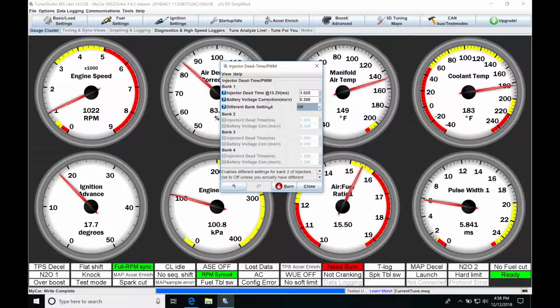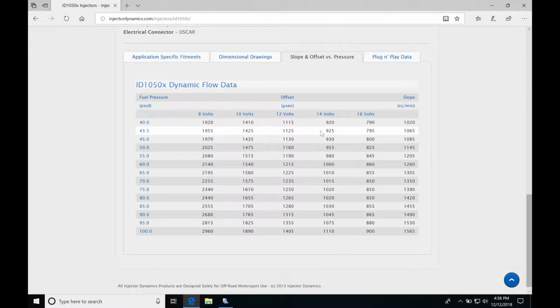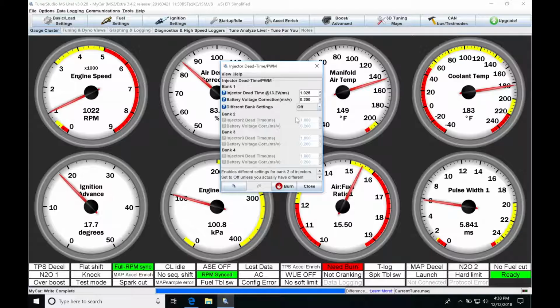Now, it also wants our battery voltage correction in milliseconds per volt. And that's going to be different than what they have here. And because we have our data sheet, we can actually figure out what that's going to be. So if we're going from our 1,125 at 12 volts to that 1,025 at 13 volts, it's approximately 100 microseconds, or 0.1 millisecond difference. So in our millisecond per volt, we would type a value of 0.1.